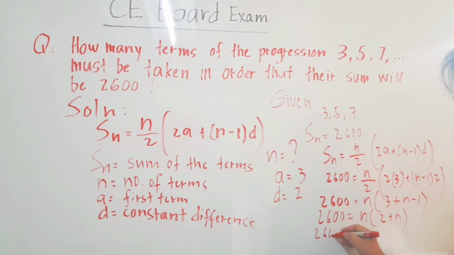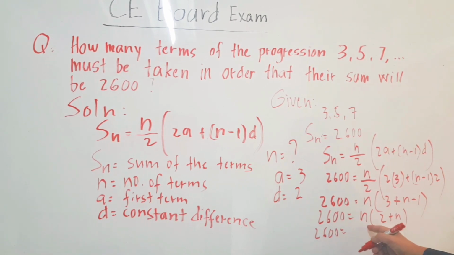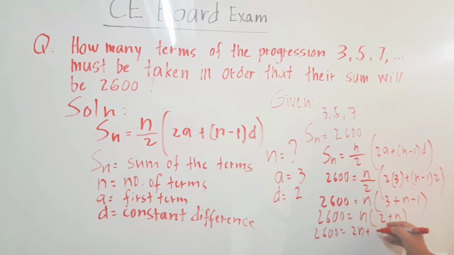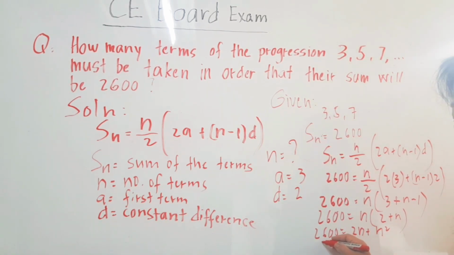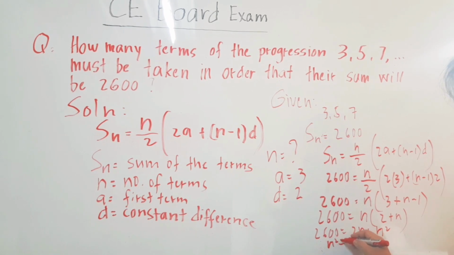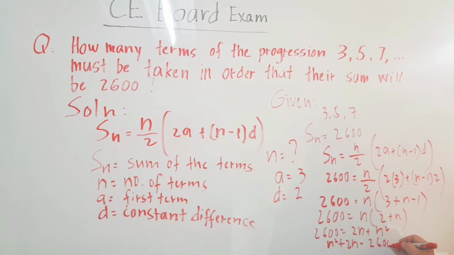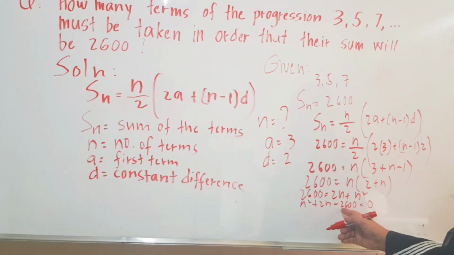Then 2,600 is equal to n times 2 is equal to 2n plus n times n, of course, is equal to n squared. Therefore, to equate this one to 0, n squared plus 2n minus 2,600 is equal to 0. We can factor this one because this can be factored.